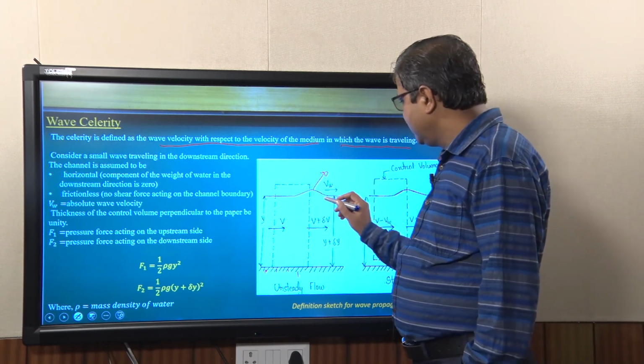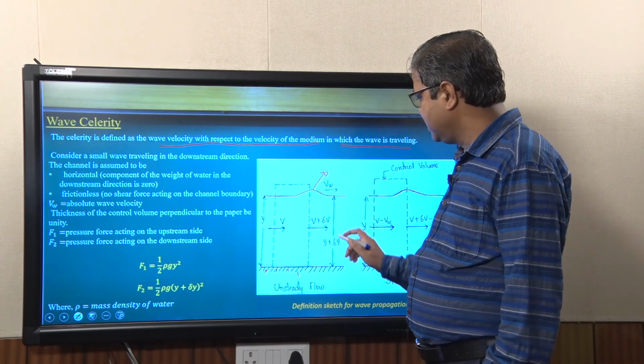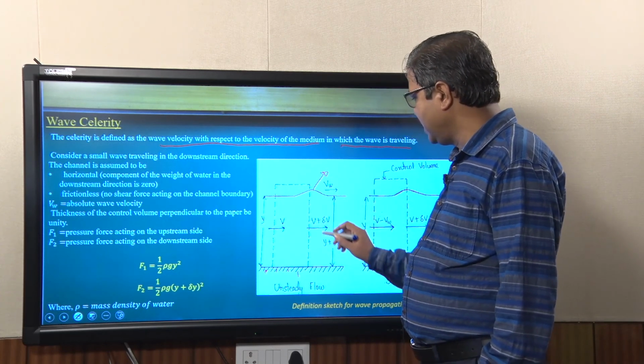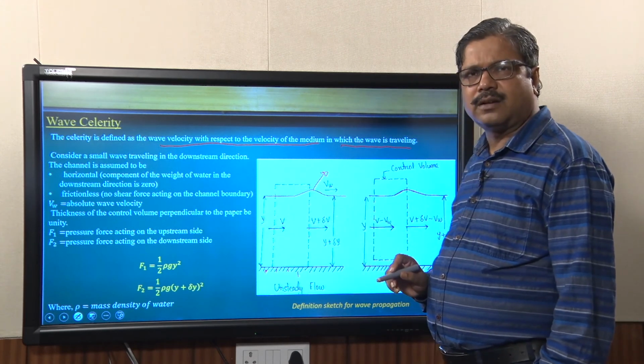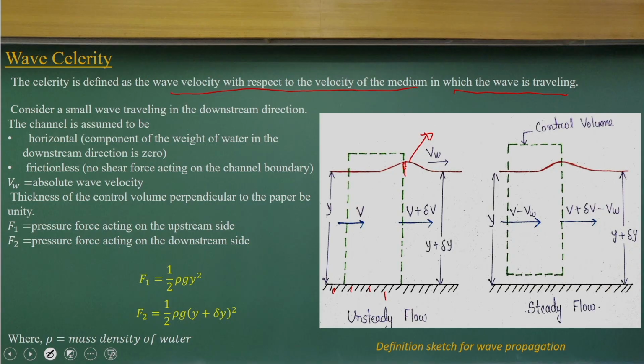If there is a delta y depth, suddenly there is an increase of the depth by delta y, and you have the cross section like this. So that is the depth y plus delta y. You have the y depth upstream, and you create a disturbance like this, and we are talking about the wave celerity, which is Vw. What is the wave velocity with respect to the medium?